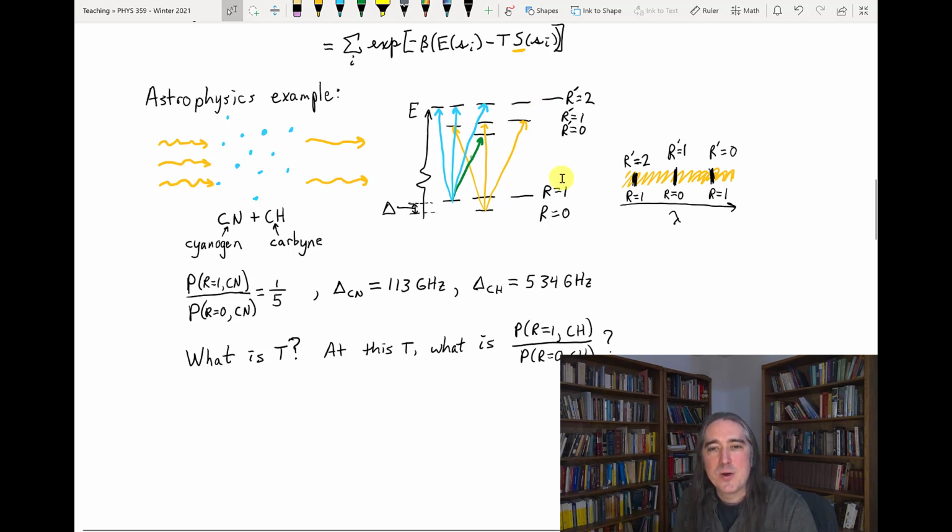Okay. So I've drawn here this sort of probably intimidating looking level structure. Sorry guys, I'm an atomic and molecular physicist, so this is like my day-to-day. Let me explain this a bit. Okay, so what's going on here? Let's just take one molecule in particular. Let's take cyanogen.